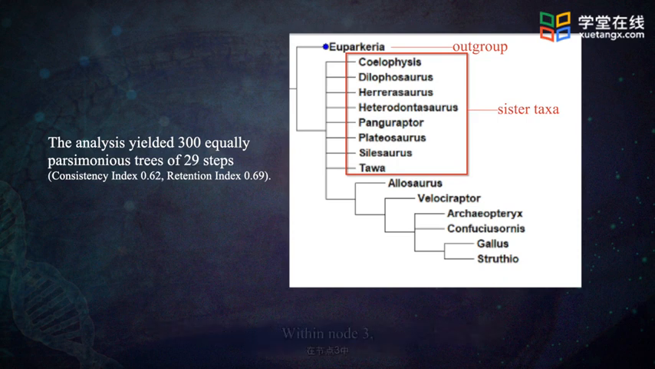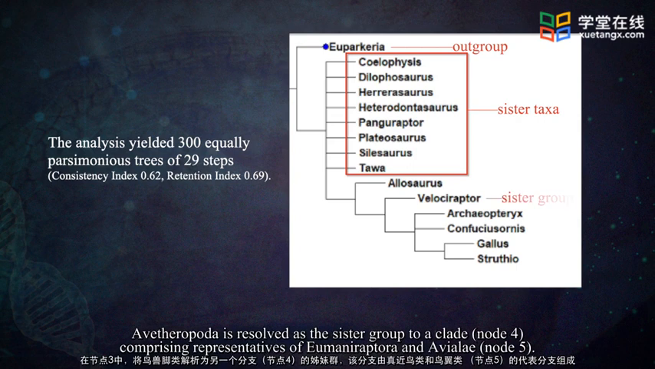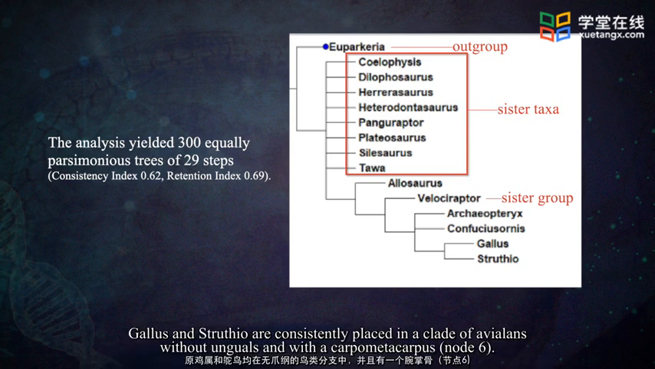Within node 3, Avetheropoda is resolved as the sister group to a clade, node 4, comprising representatives of Eumaniraptora and Avialae, node 5. Gallus and Struthio are consistently placed as a clade of avialans without unguals and with a carpometacarpus, node 6.